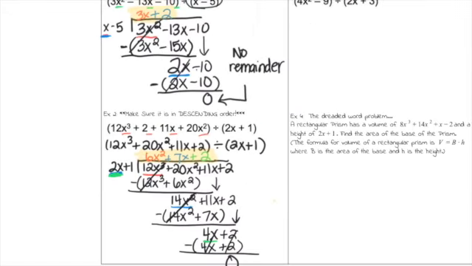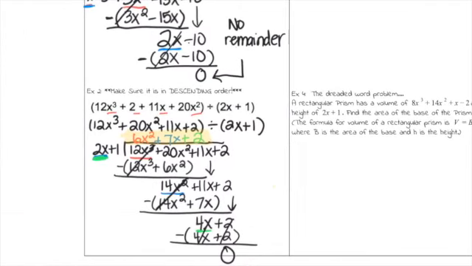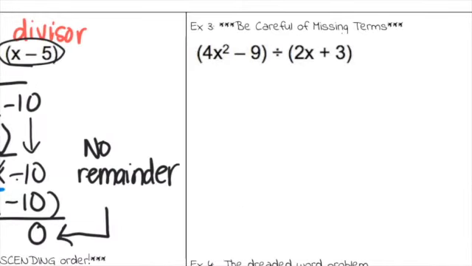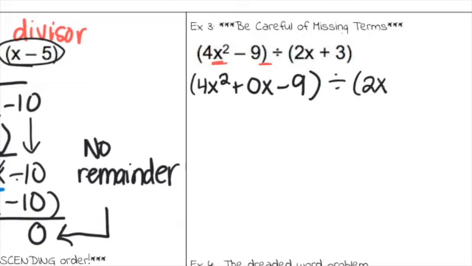All right. So the next one is actually missing some terms, which we're going to correct. We can miss several terms, so keep that in mind. But for this one, I should see that I have an x squared, and then I have no x. So I'm missing that x term. So when I rewrite this, I need to rewrite it with a placeholder. So I have 4x squared plus 0x, because I don't have that x term, and I'm going to put 0 as a placeholder, minus 9. And I'm going to divide that by, excuse me, 2x plus 3.